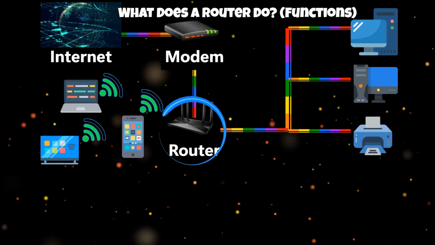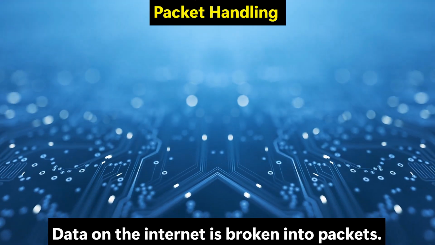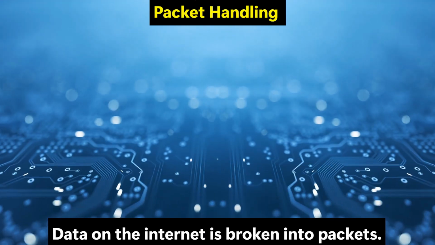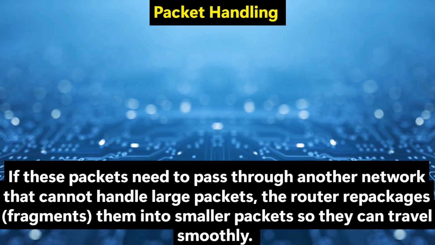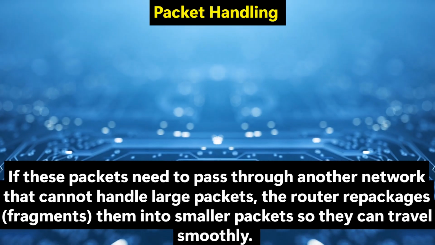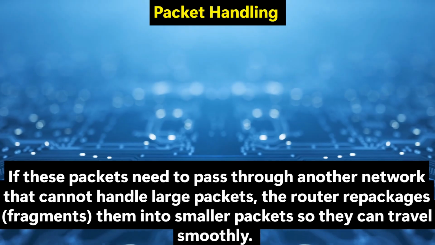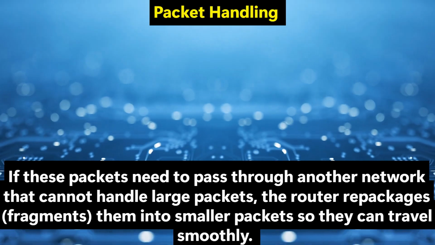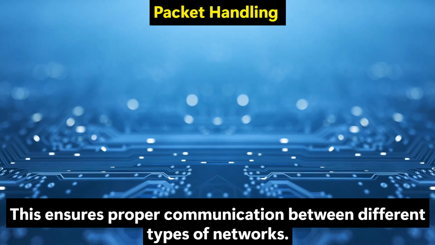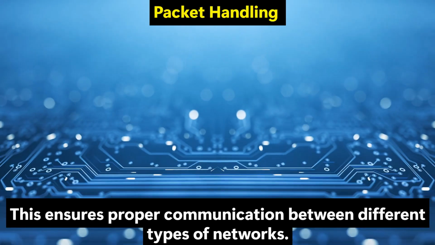For example, packet handling. Data on the internet is broken into packets. If these packets need to pass through another network that cannot handle large packets, the router repackages, fragments, them into smaller packets so they can travel smoothly. This ensures proper communication between different types of networks.